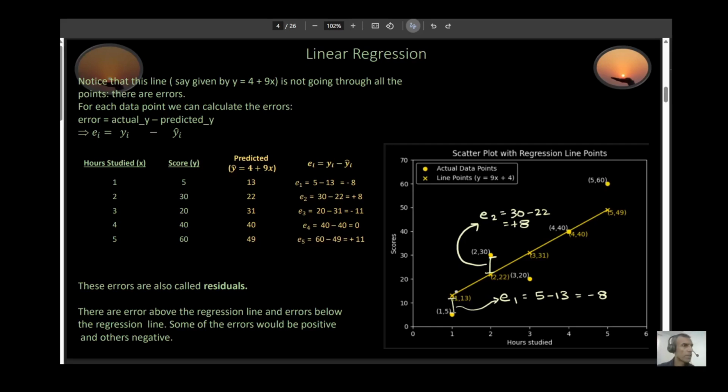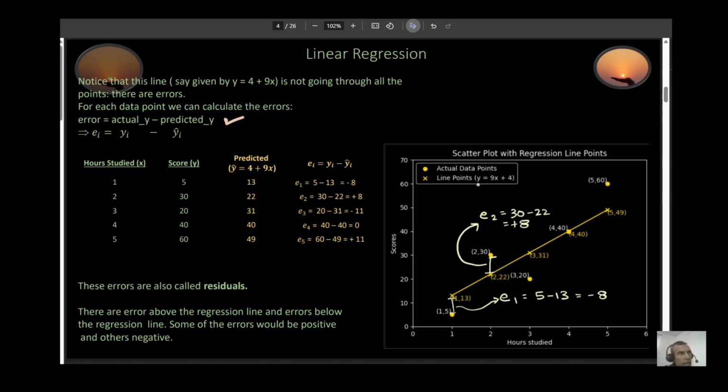Once you find A0 and A1, you can determine your line. Now, if you notice, this line is not going through all the points. There are errors. So for each data point, we can calculate the error. The error is defined by the actual value of y minus the predicted value of y. The predicted value of y would be the point on the line. So another way of rewriting this expression would be Ei equals yi minus ŷi, where Ei refers to each error. So let's calculate each one of these errors.